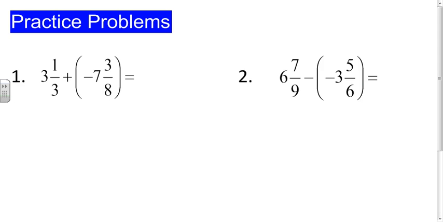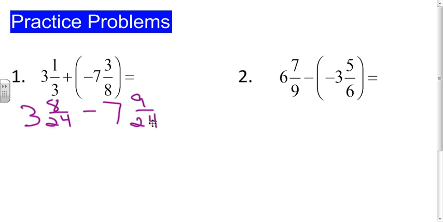All right, here are a couple problems for you to practice on your own. I have 3 1/3 plus a negative 7 3/8. LCD is going to be 24, so this is going to be 3 and 8 24ths. And I'm just going to simplify this a little bit. Minus, adding a negative, the same thing as subtracting. Minus 7 and 9 24ths.